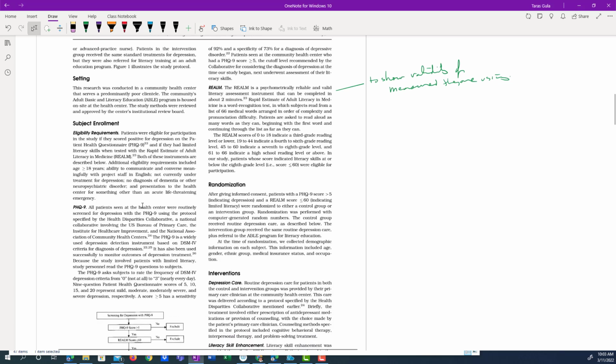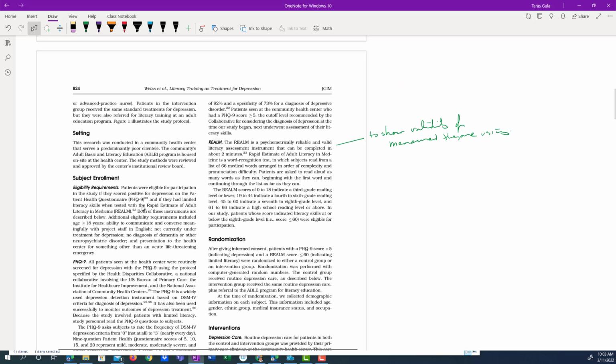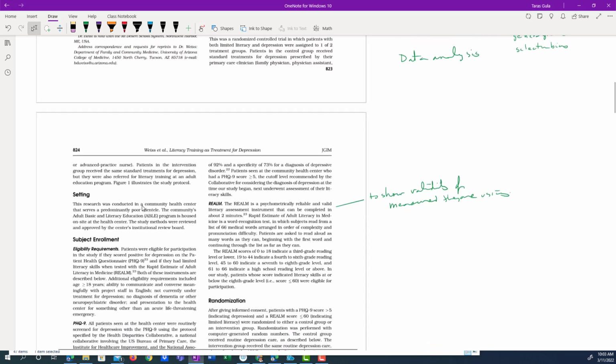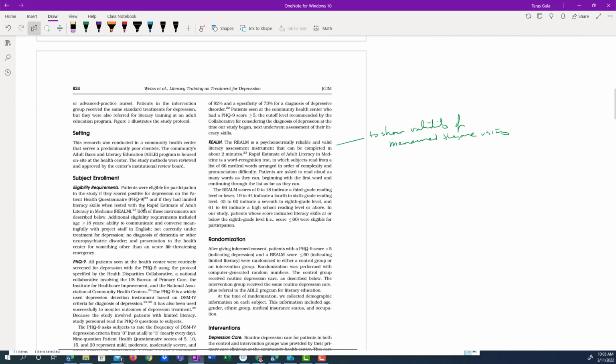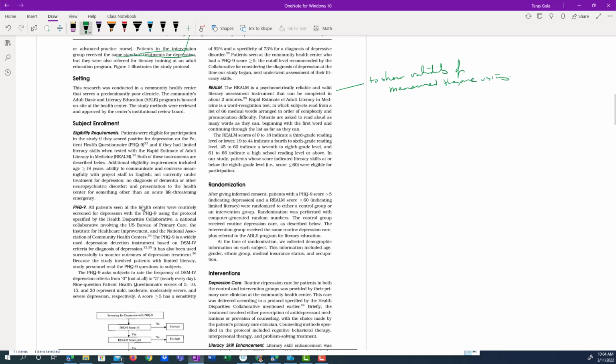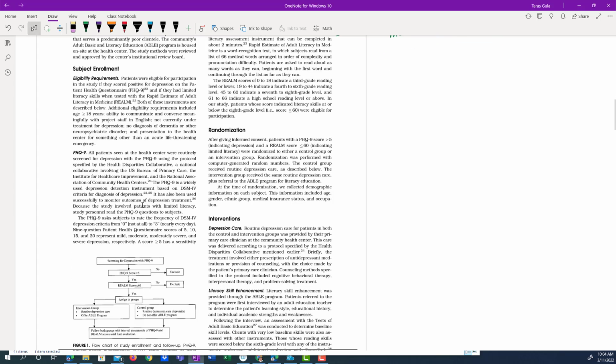Okay, so that's the REALM score. Now let's see if there's something about how they did sampling. Well, patients in the intervention group received the same standard treatments for depression. That's, again, internal validity. And I'm not going to be asking you to find every example of how they helped with internal validity. I'm just going to be looking for whether you understand and are able to find or discuss at least one of the types of internal validity that I ask for.